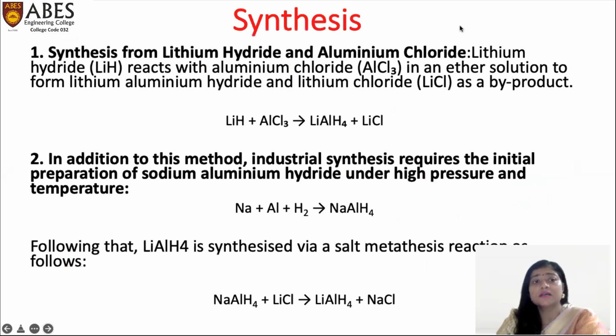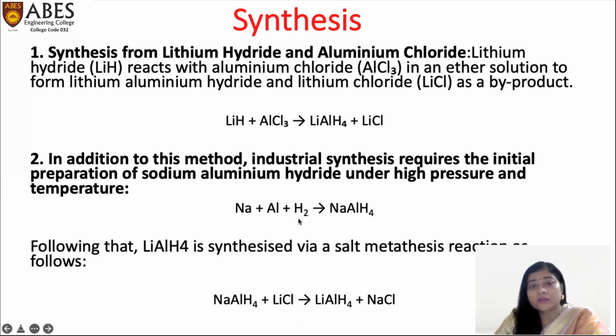Now, the synthesis. Synthesis includes two types. First is the synthesis of lithium aluminum hydride with aluminum chloride. Lithium hydride reacts with aluminum chloride in an ether solution, which gives an addition product, lithium aluminum hydride, and LiCl as a byproduct. Industrially, this method is not used. It's a different method where sodium aluminum hydride is prepared first, and then LiAlH4 is synthesized via salt metathesis over here.